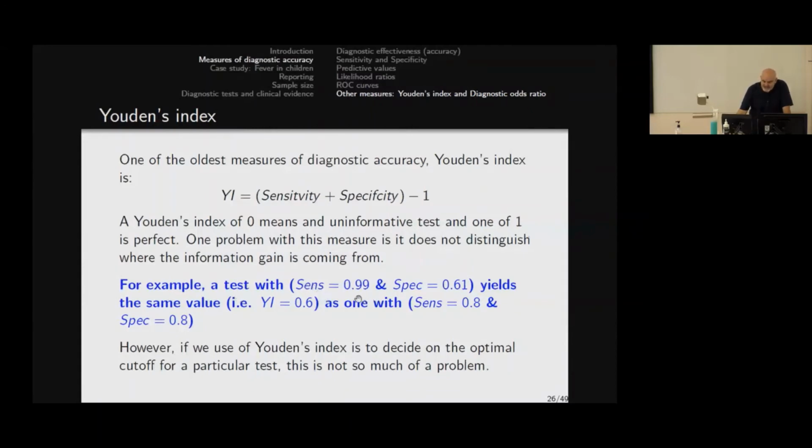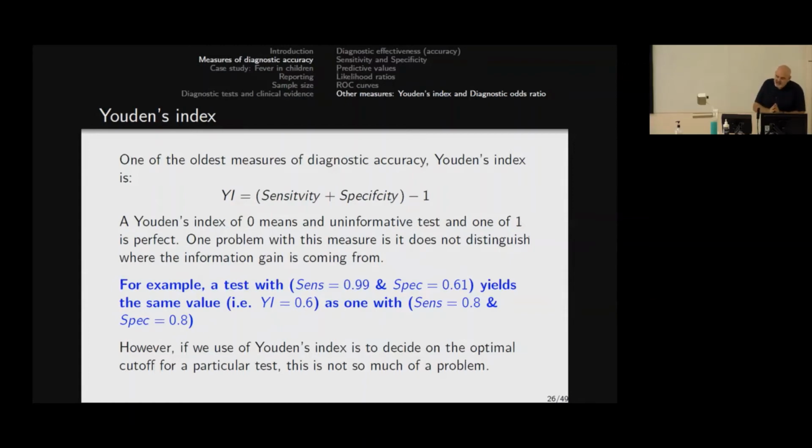A test with sensitivity of 0.99 and specificity of 0.61 yields exactly the same Youden's index of 0.6 as a test with sensitivity of 0.8 and specificity of 0.8. So it doesn't really tell us much about this balance. It's an overall measure. Think of it as an average measure in that respect. I personally don't use it for this purpose. I don't think it's a useful index to talk about across different studies.